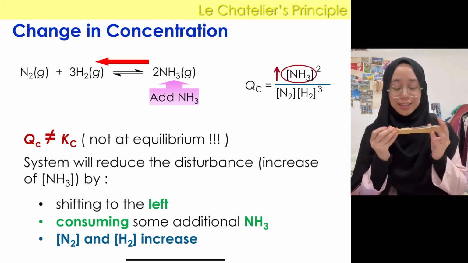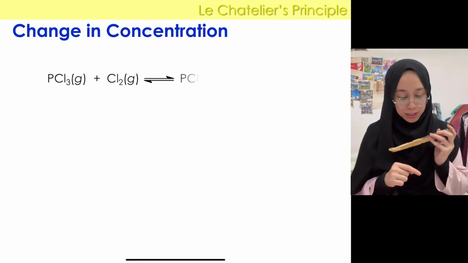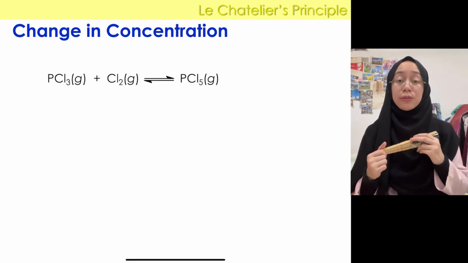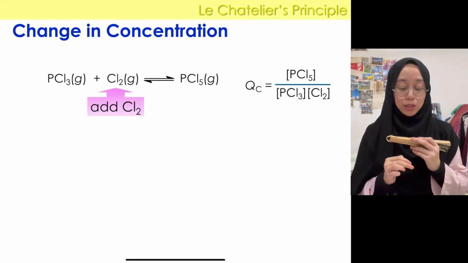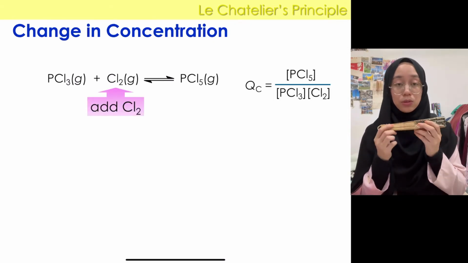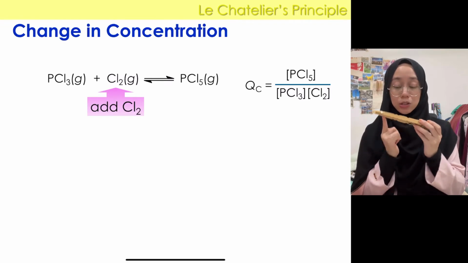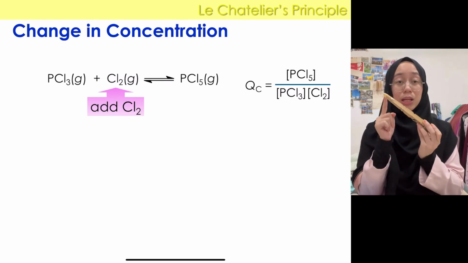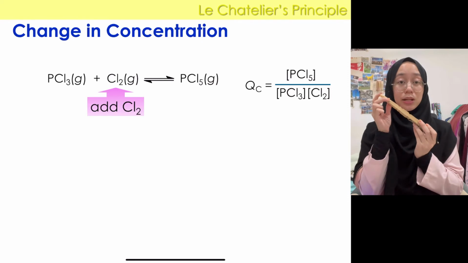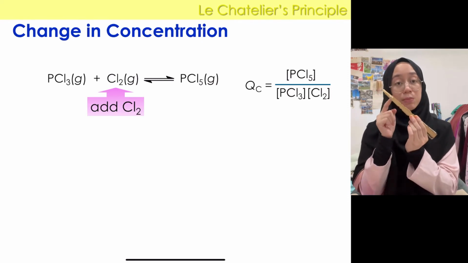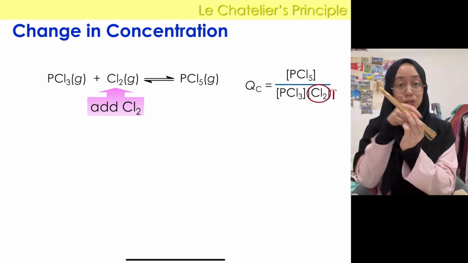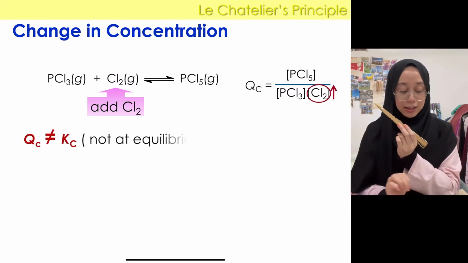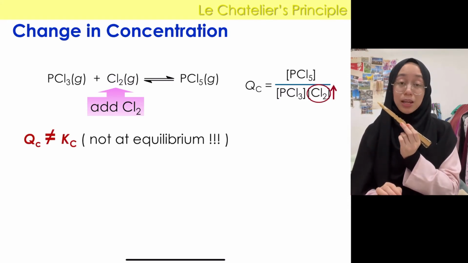will decrease. Okay, so if we look at another example, PCl3 reacts with Cl2 producing PCl5. So given the Qc here, let's say we add more Cl2. Cl2 is on the reactant side, so you add more Cl2. Now we want to try to reduce this particular disturbance, because we want to shift the equilibrium back, right? So the system will shift to where then? Okay, as you can see, it goes to the right. Okay, so Qc is not equal to Kc anymore.